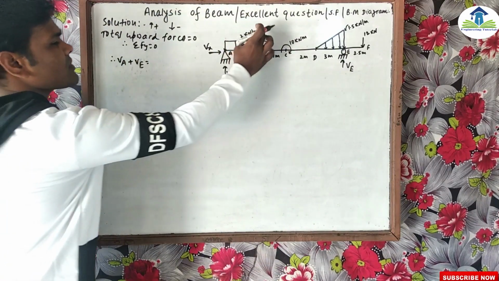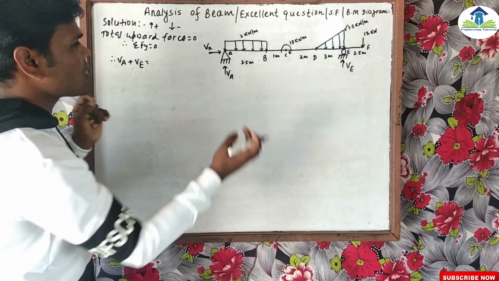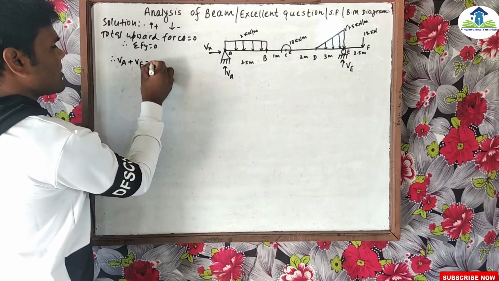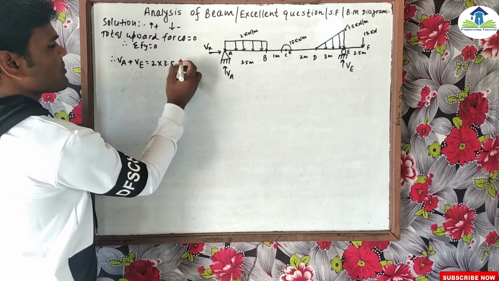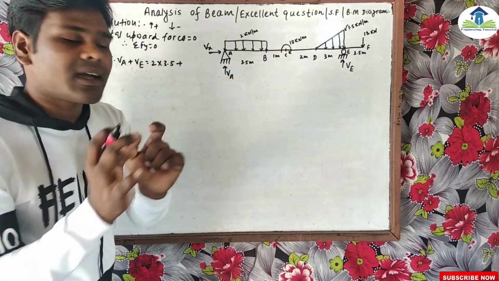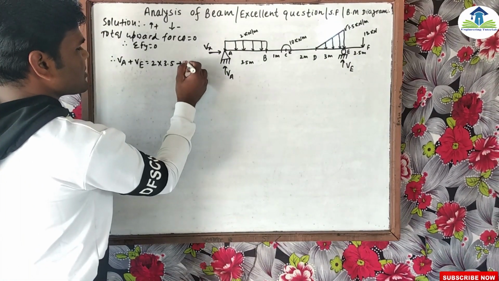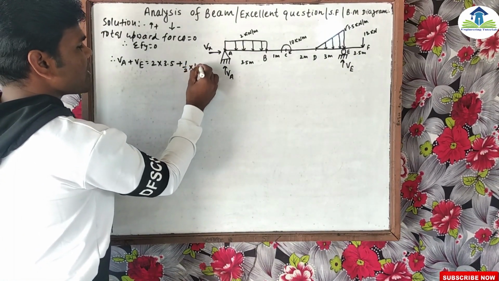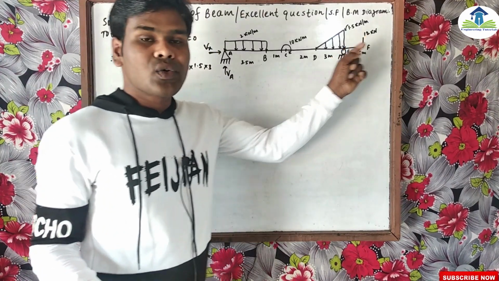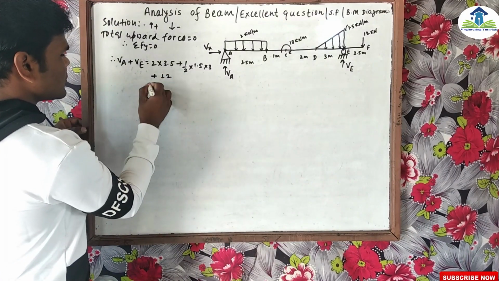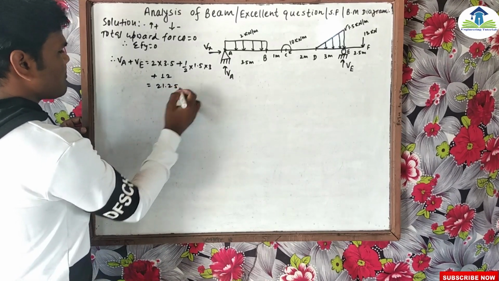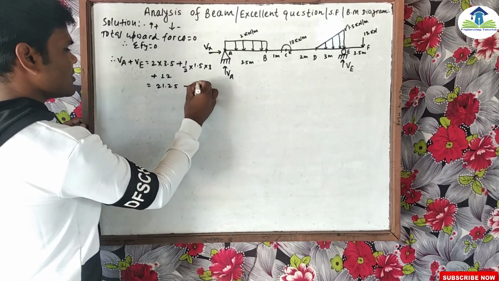Here the UDL acts as a rectangle. The rectangle height is 2 kN per meter and base is 3.5 meters. So I directly write 2 times 3.5, plus this UVL, which acts as a triangle. What is the triangle formula? Area of triangle is 1 by 2, times 1.5, times 3. Plus another point load of 12 kilonewton. If we calculate this, we find 21.25. This is the first equation.